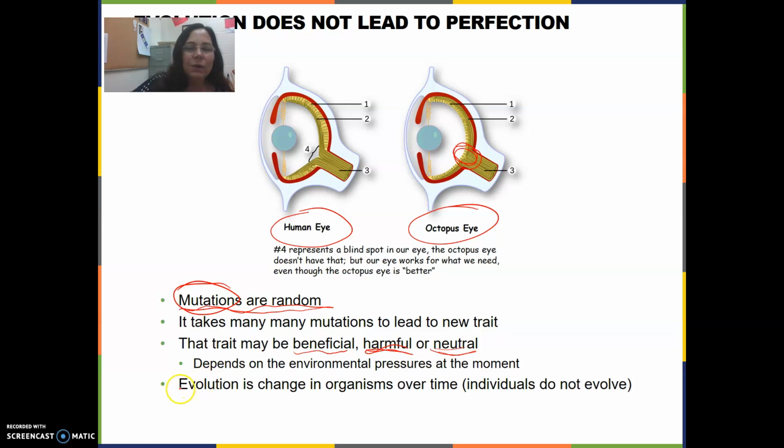Evolution is a change in organisms over time. That's the definition. Individuals do not evolve. We say that sometimes when we're talking, not about biology, but just in normal conversation. We say, I have evolved, meaning that I've changed over time. But the true definition of evolution is a change in species characteristics over time, not where an individual has changed over time.